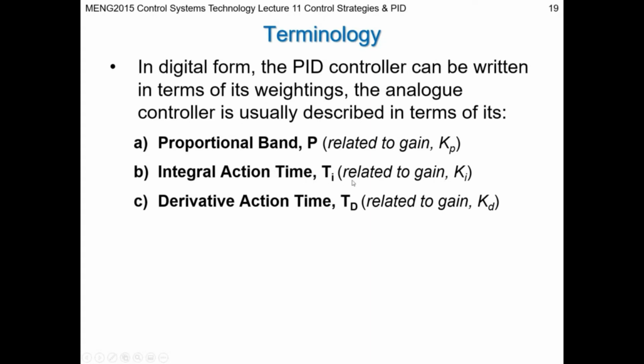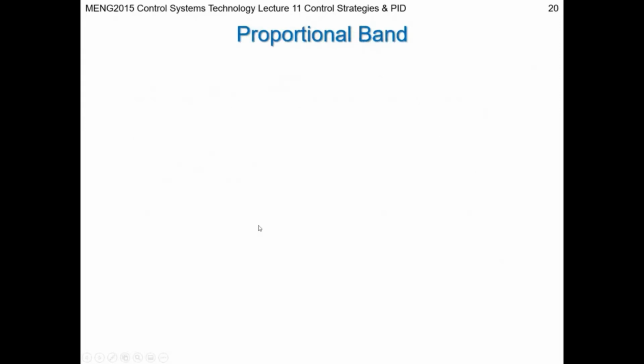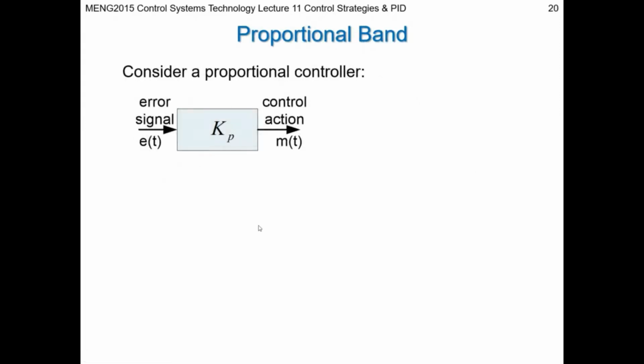So let's look at how these are calculated or determined, because controller settings are often given, I wouldn't say usually, but in many cases, oftentimes they are given in terms of PB, Ti, and Td. In fact, even for digital controllers, because it's sort of a legacy thing, they're often set up to still have the gains for each part of your PID controller expressed using these PB, Ti, Td terms, right? So you need to understand where they come from and how you get them.